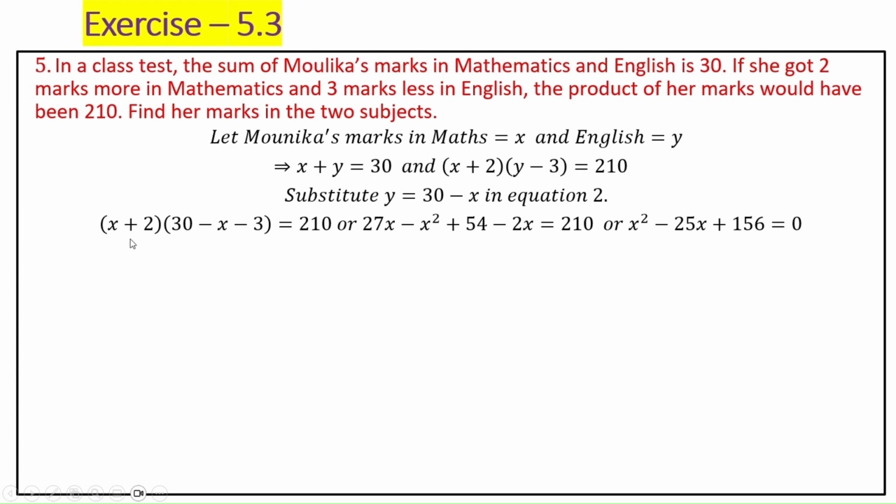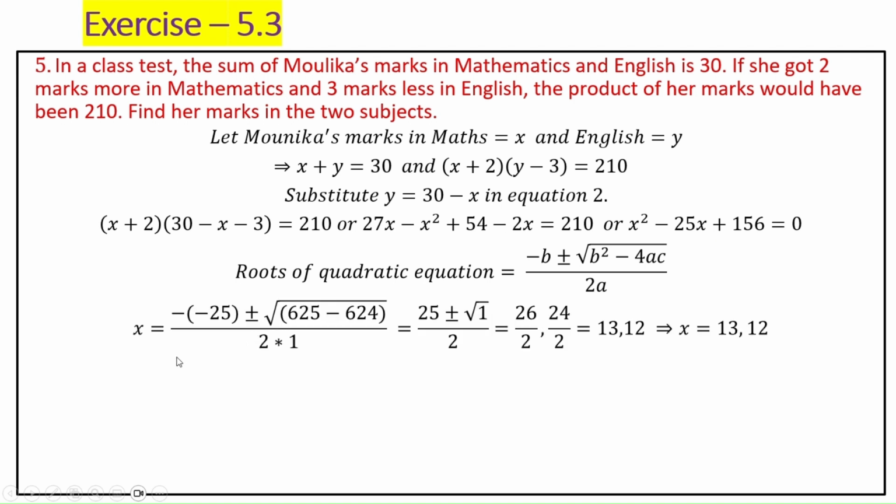Now substitute y equal to 30 minus x in equation 2. What it will become is x plus 2 into 30 minus x minus 3 equal to 210. If you simplify the quadratic equation, you will get x square minus 25x plus 156 equal to 0. So again apply the same template. x equal to, you will get two possibilities, 13 and 12.